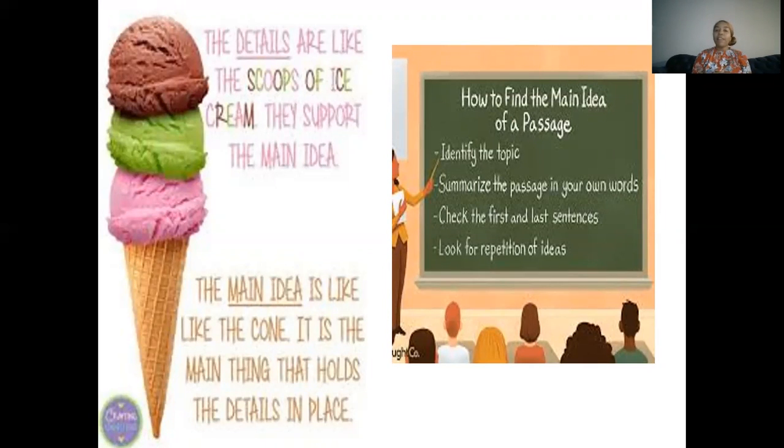How to find the main idea of a passage. First, identify the topic. That's that very broad subject. Summarize the passage in your own words. That means using what you've read and putting it in your own words. Check the first and last sentences for the main idea. Look for repetition of ideas. Things that you see over and over will help you identify the main idea.